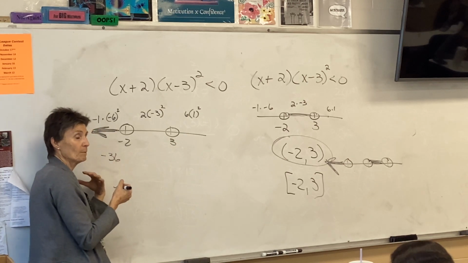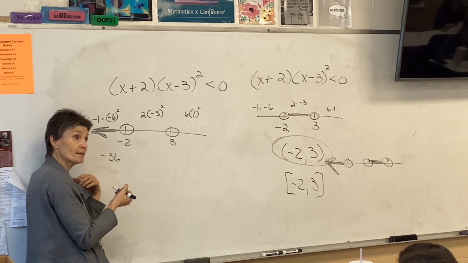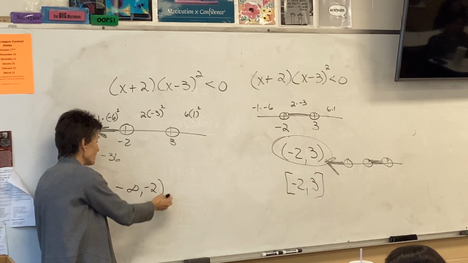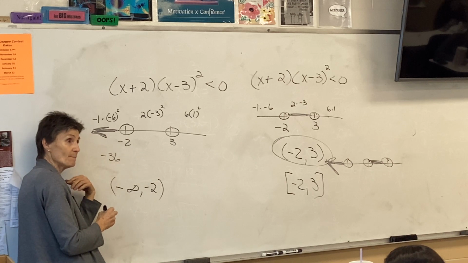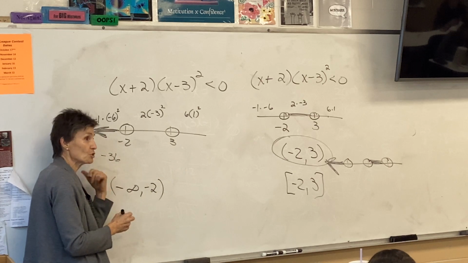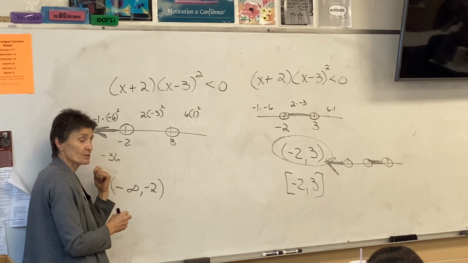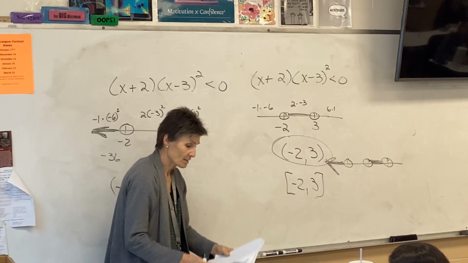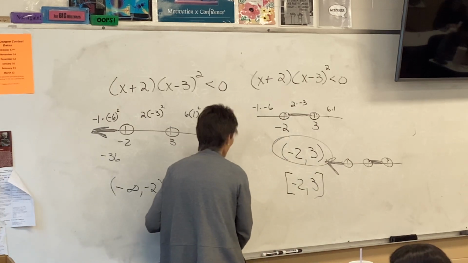So for this problem, the only thing that's shaded is from -infinity to -2. Remember how we write that way? So see how it didn't skip? You have to check each one. You just have to. Well, then you check them all.